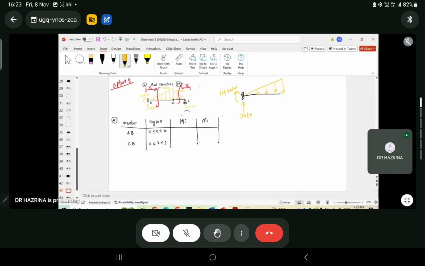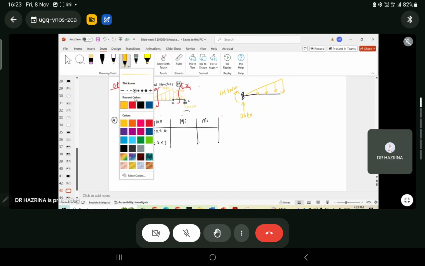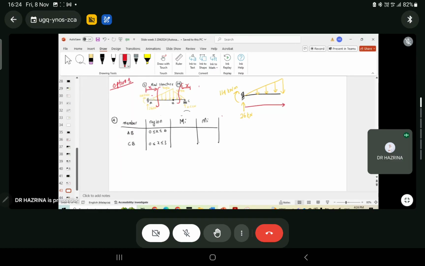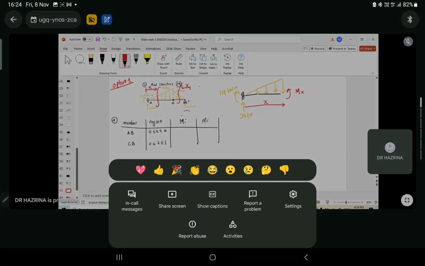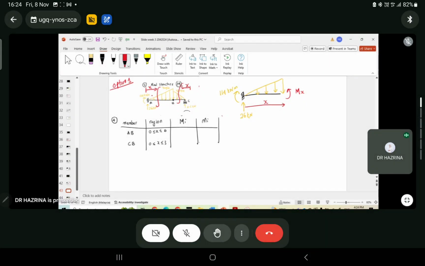Alright. So now, bila you cut sini, you cut dekat X kan? So you have this. This is your X. So here, you akan ada MX. Am I right? Yes. Okay. So when you have the MX, so may I know what is the load here? Berapa load dekat sini? Sebab sekarang ni you cut dia separuh. So berapakah load dekat sini?